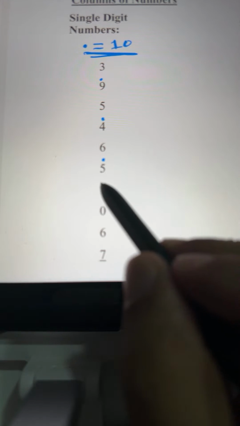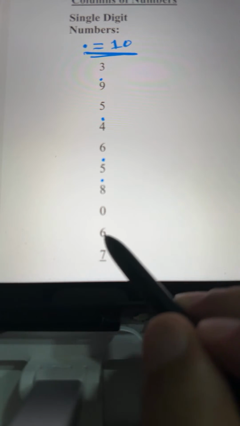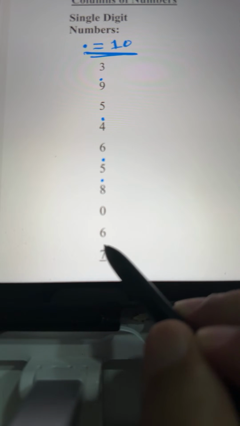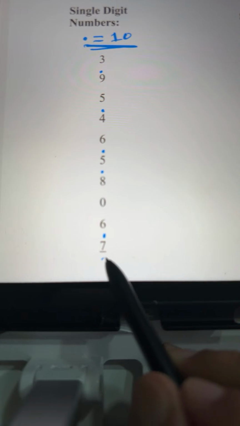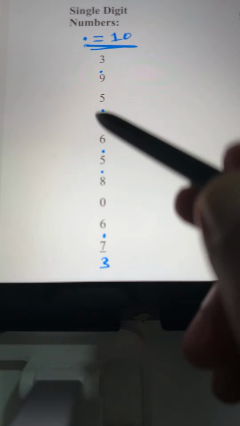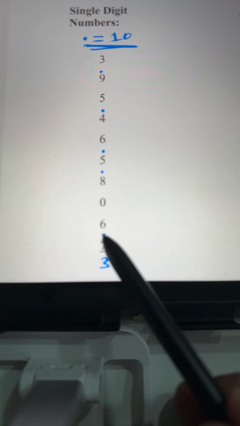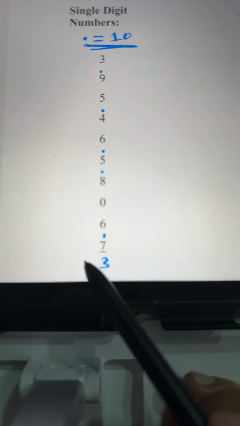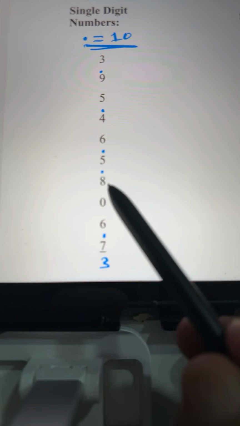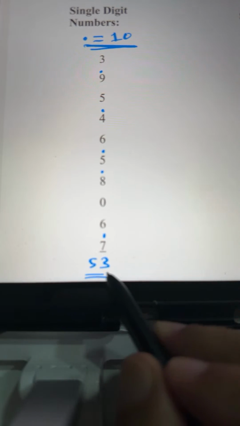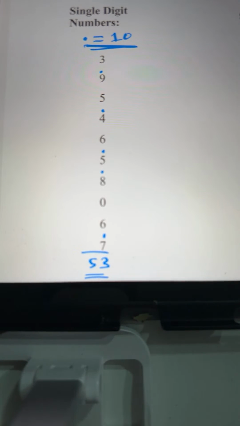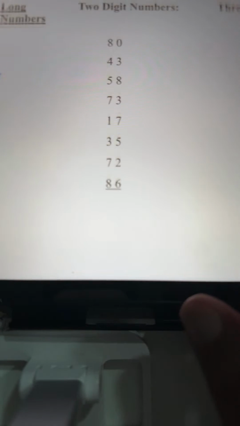2 plus 8 is dot, that is 10. Then we have 0. Here 6 plus 7 is dot 3. I will put dot here and 3 here, right? And when we go to the last column and there is nothing, we just count the dots. 1, 2, 3, 4, 5. We have 5 dots. We write 5 here, and that's our final answer. How's that? Let's do 2-digit numbers, and you will know how to do it very easily.